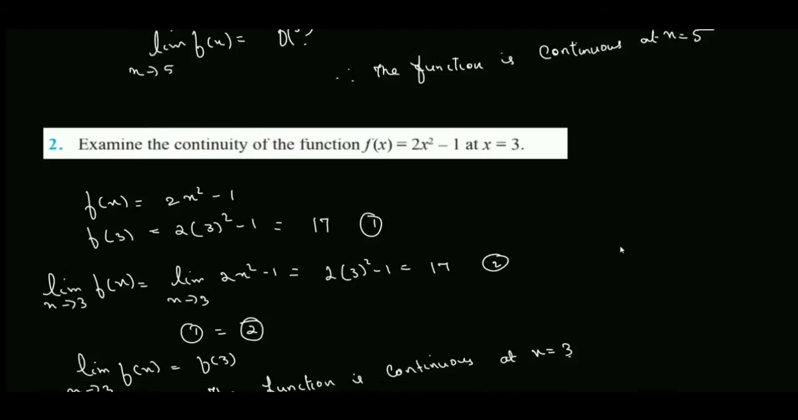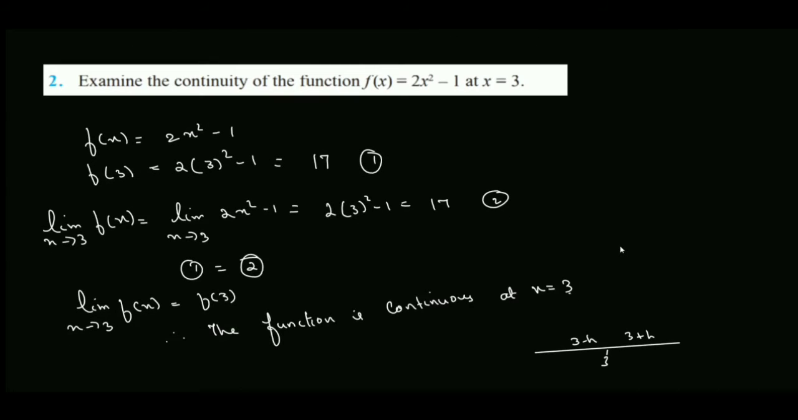Question number 2. Examine the continuity of the function f of x is equal to 2x square minus 1 at x is equal to 3. Again, this is a polynomial function. So f of x is equal to 2x square minus 1. First find the functional value. Functional value means straight away substitute x is equal to 3. 2 into 3 square minus 1 is equal to 17.